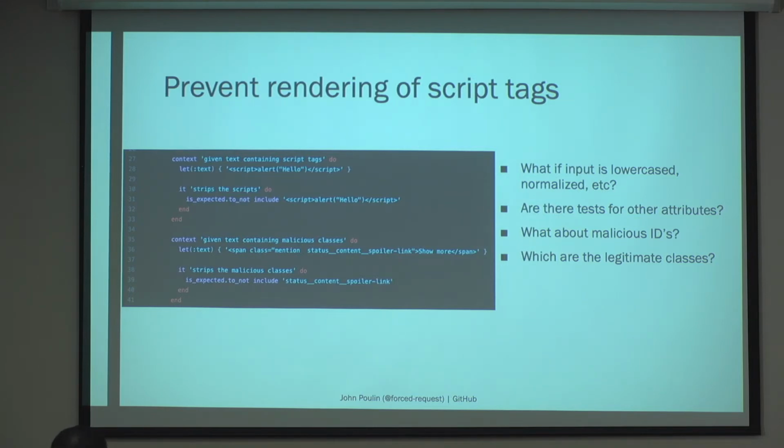Are there tests for other attributes? I'm not sure how well folks are familiar with cross-site scripting, but a big vector there is attribute injection. We see a test for malicious classes, but we don't see any further tests. So what about malicious IDs, first of all? What even are malicious classes? I have no clue what Mastodon means by a malicious class. So what are the legitimate classes? I guess mention is a legitimate class, but there's a lot of context left out in this situation.